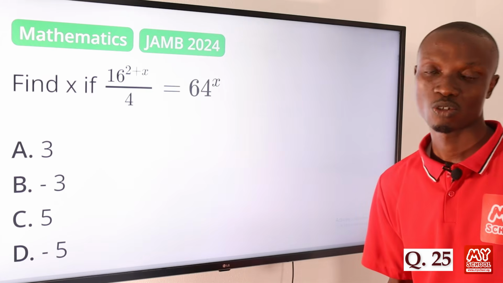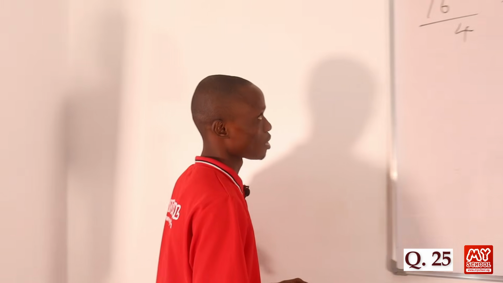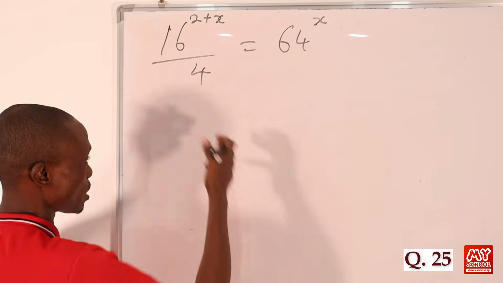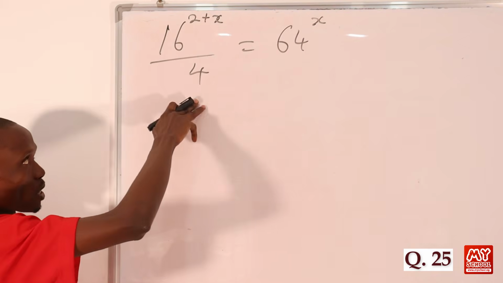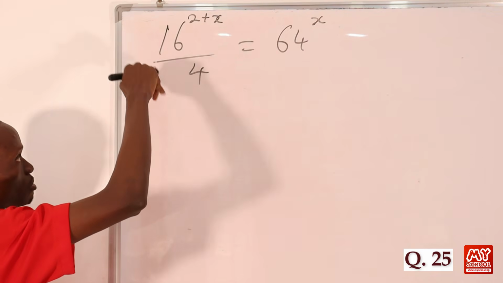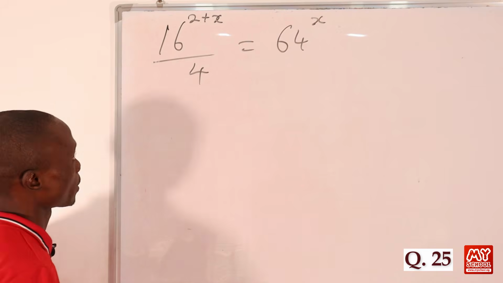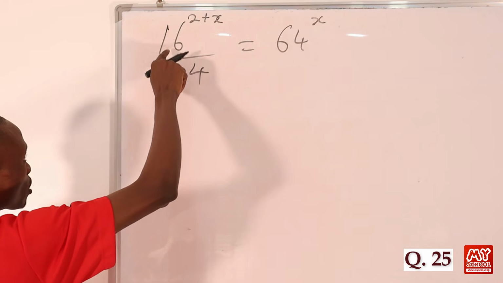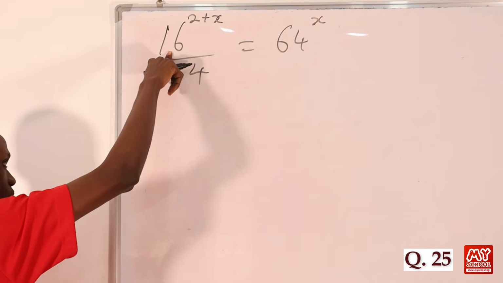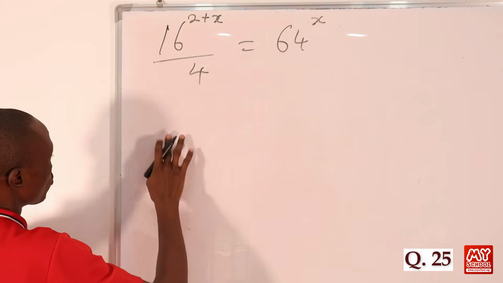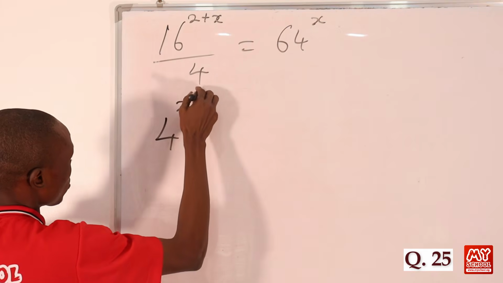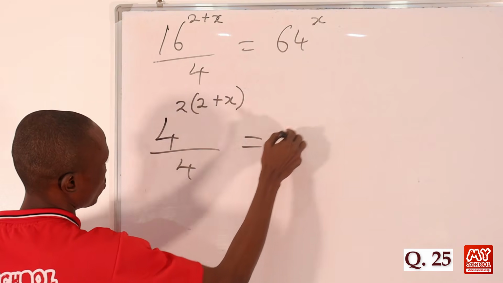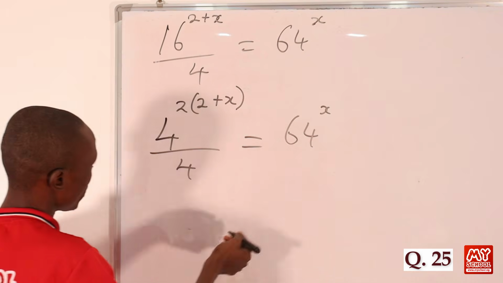Question 25. Find x if 16 raised to power 2 plus x over 4 is equal to 64 raised to power x. So let's move over to the board to provide answer to this indicial equation. So we can approach this any way we want to. We can decide to cross multiply first, or we can just decide to apply the division law of indices here to get our answer. Okay, so let's apply the law of indices. So the first thing is for us to make sure that we write 16 in index form so that it will have the same base as 4. Okay, so if we do that, we'll be having 4 raised to power 2 bracket open 2 plus x all over 4, and this is equal to 64 raised to power x, right?